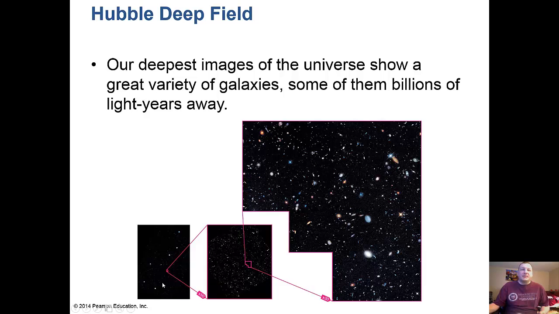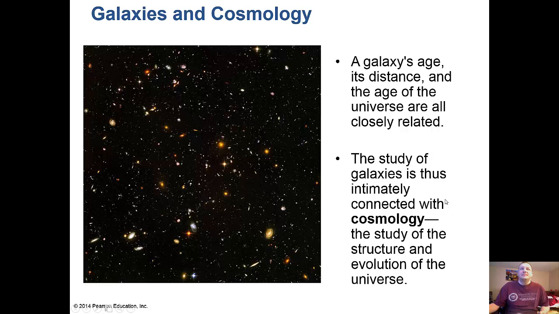This is part of a picture from the Big Dipper, Ursa Major in the northern sky, with a region of the Big Dipper where there are no visible stars apparently. So every single image of light you see in this Hubble Deep Field is a galaxy containing billions and billions of stars. And so we're going to talk about galaxies and cosmology.